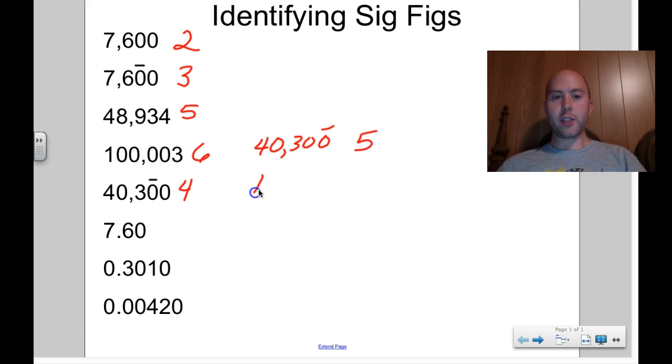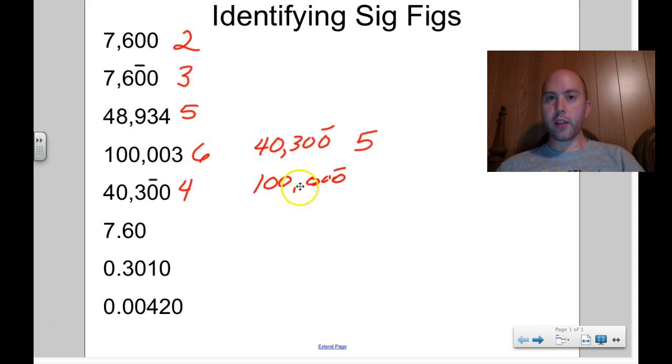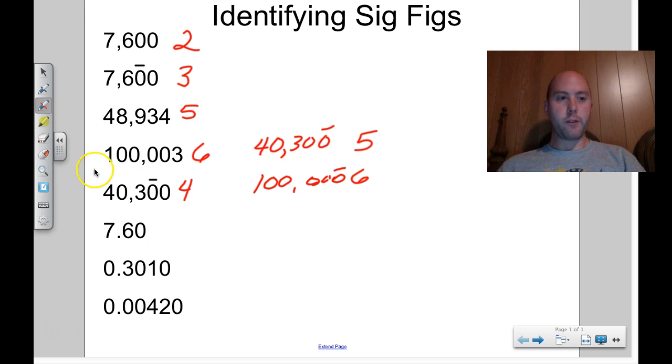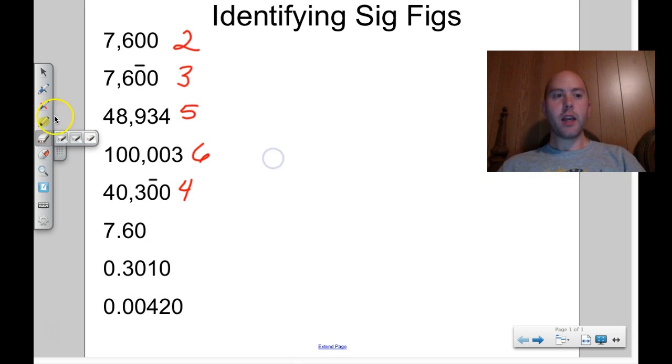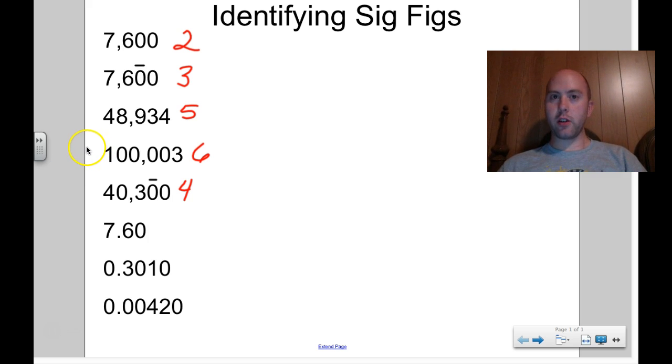Or if I even did this one, I'll just do this one. That's a 0. There you go. 100,000. They're all sig figs because the 1 is a sig fig and this zero that has a bar over it is a sig fig, and these are all in between those numbers. Therefore, they are sig figs. So there's 1, 2, 3, 4, 5, 6 sig figs. So those are again the first 3 rules. Any non-zero is a sig fig. Any zero with a bar over it is a sig fig. And any zero in between sig figs is a sig fig.